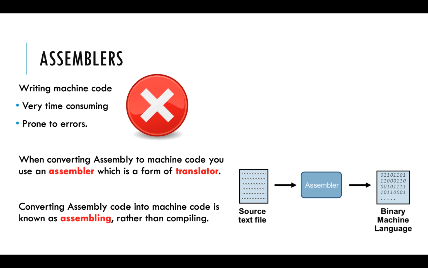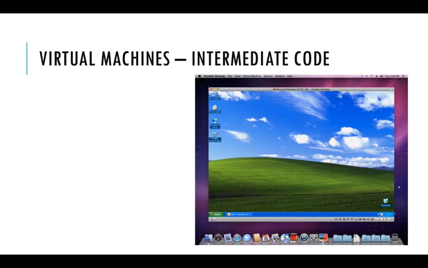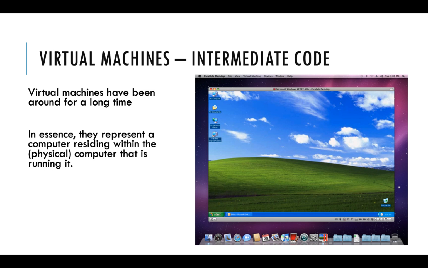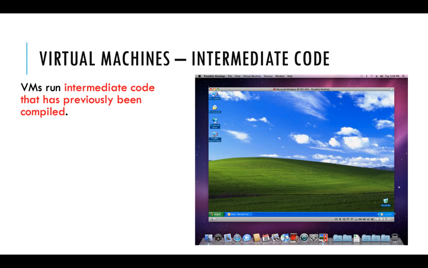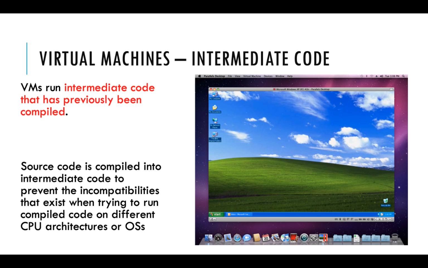A2 students, again, this is just for you. Virtual machines use something called intermediate code. Virtual machines have been around a long time. They allow you to represent another operating system inside the operating system that you're currently running. Virtual machines act as interpreters for generic machine code instructions known as intermediate code. Think of intermediate code as a semi-compiled package of code that's then interpreted using the virtual machine.